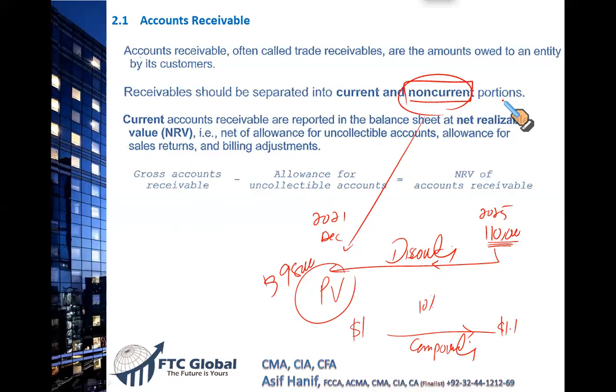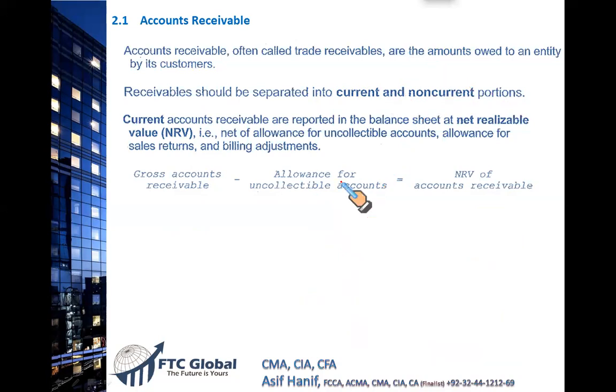So just keep in mind that non-current assets are reported at the present value, whereas the current account receivable is reported at the gross amount due less uncollectible. Now, how do we calculate this? That's the topic for today. All right, moving on.